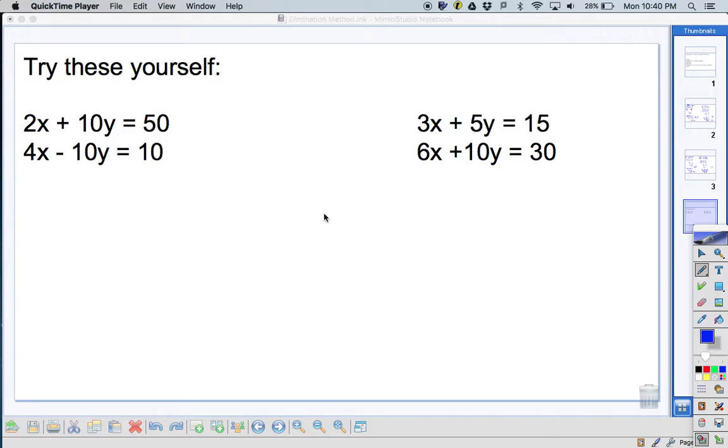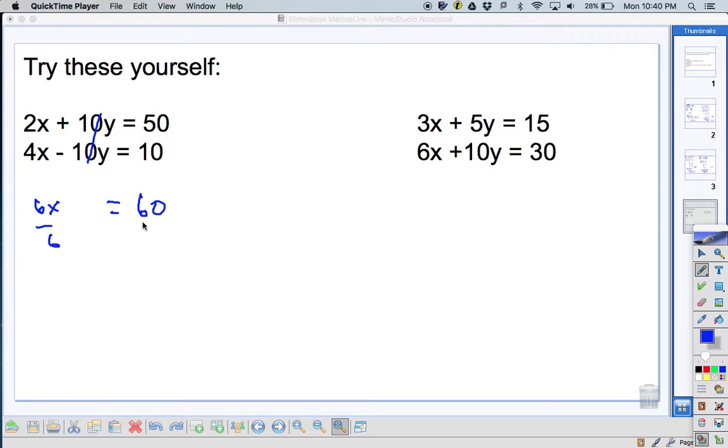Okay, I'm going to assume that you have now paused the video and you have already tried these. So let's do this first one. This is already nicely set up, so we're simply going to add these numbers up. So I got 2x plus 4x is 6x. Those cancel. 50 plus 10 is 60. Equal sign is still in the same spot, so I get 6x equals 60.